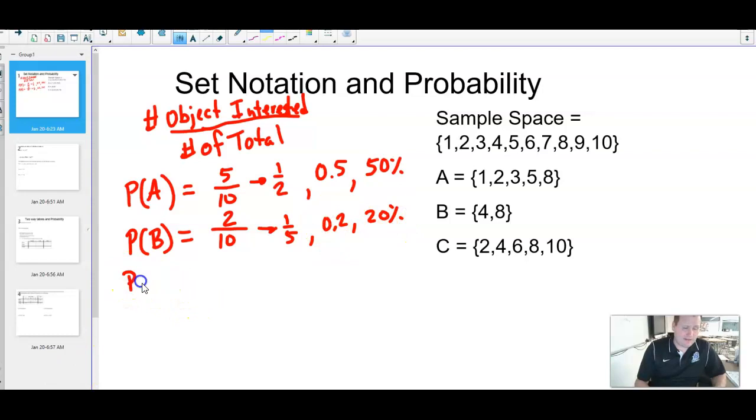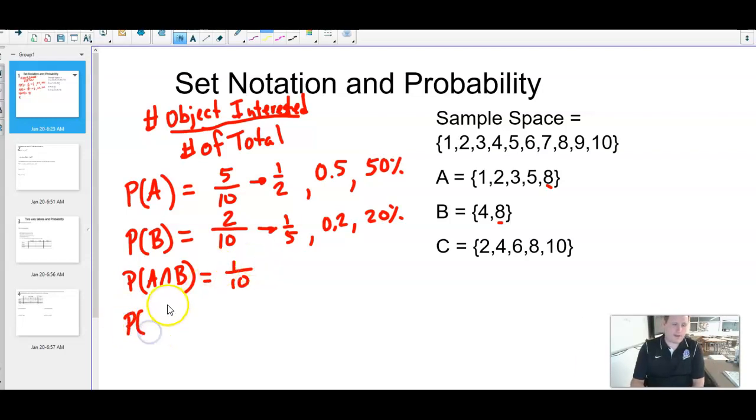Okay, let's say we looked at this with actual intersections and unions. So let's say I asked the probability of A intersection B. So remember, I'm interested in those that are the overlap of those. So if I look at that, there's only one that has an overlap here. So that would be my desired outcome, or my interested outcome. And I'm still out of 10 at that point in time. So I can just leave that as 1/10.